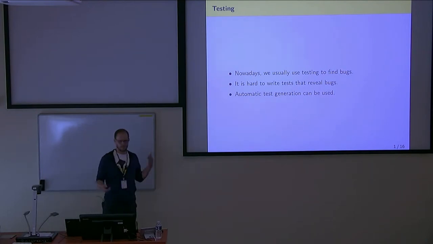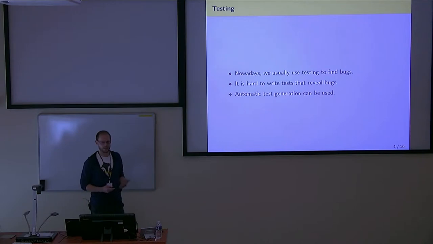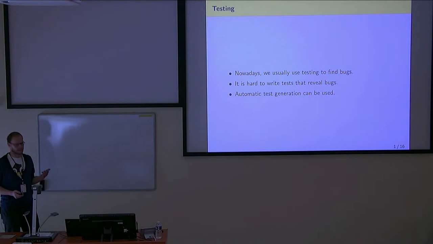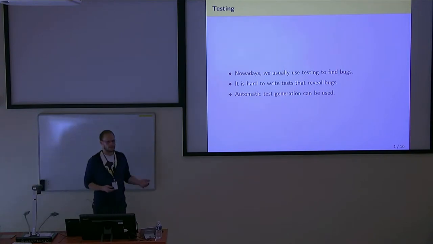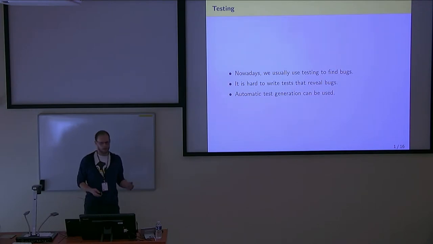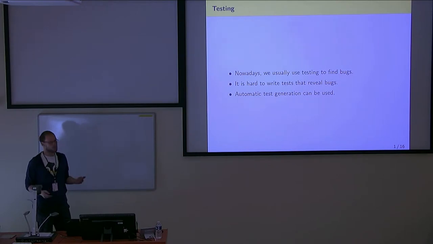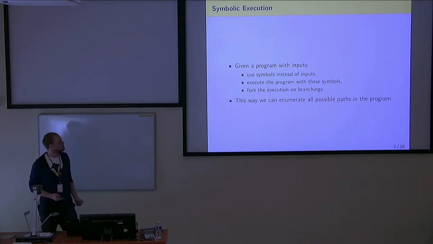Nowadays, the main method that we use to find bugs in software is testing. But you surely know that writing tests by hand is tedious work, and usually doesn't work that well. So we would like to generate the tests automatically. In the first talk today, we saw that we can use, for example, fuzzing to generate tests. But one other method that you have probably already seen, and that I would like to recap now, is symbolic execution.